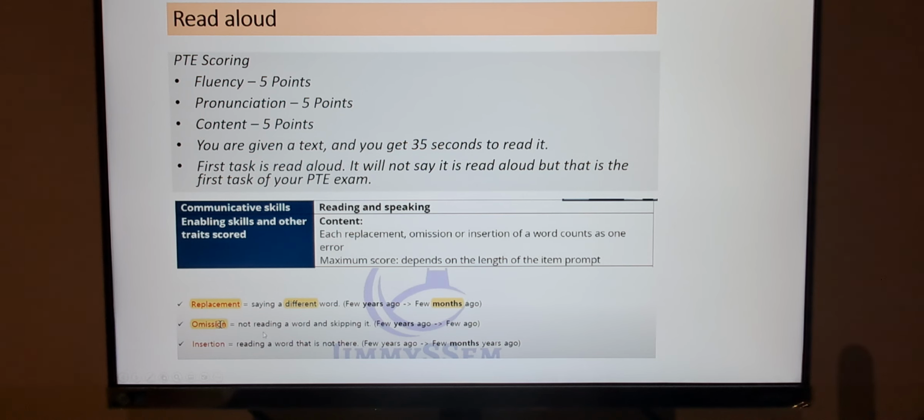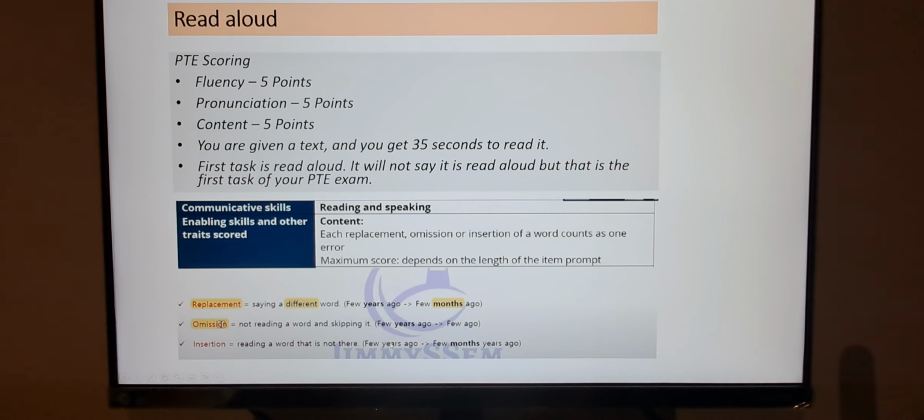Omitting a word or skipping a word, not reading a word and skipping it, for example, few years ago and you read few ago, so yes, you are losing marks over there. And inserting a word, like adding a word from your side and reading a word that is not there, for example, few years ago and you read few months years ago. So PTE is going to mark you on that.